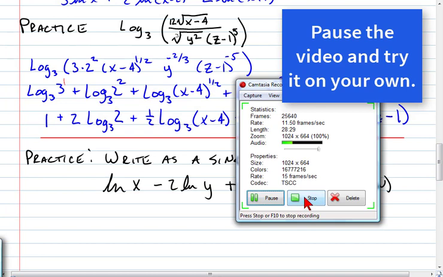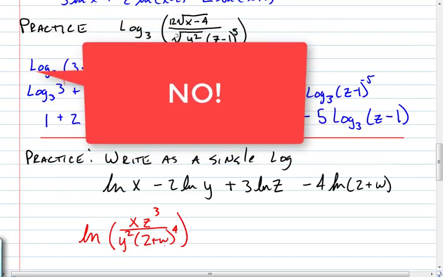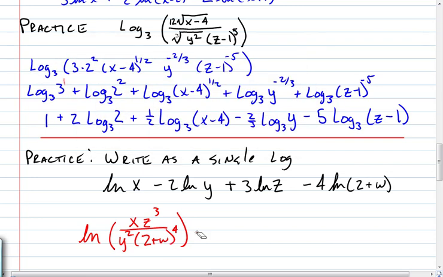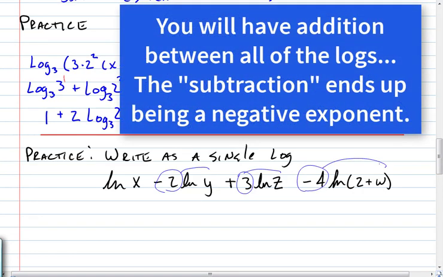Power rule first. Okay, here's what this log will look like. It's going to be the natural log of xz cubed over y squared times (2 plus w) to the 4th. Did everybody get that? Alright, let's look at what we need to do following these steps in reverse order. Your first step is to take any constants in front and move them up into the exponent. And guys, the sign goes with the numbers. That means the negatives need to go up.